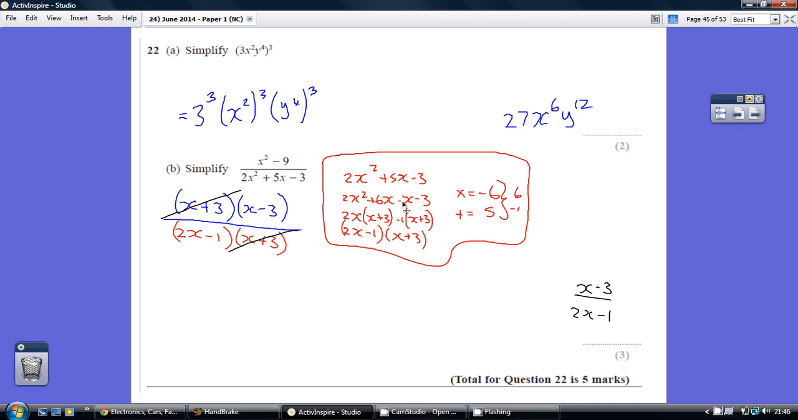Fully factorize the first two terms, fully factorize the third and fourth term, giving us this. You will note that we have a repeat of the bracket, so our pair of brackets is what's not in a bracket, the 2x minus 1, and the repeated bracket, the x plus 3.